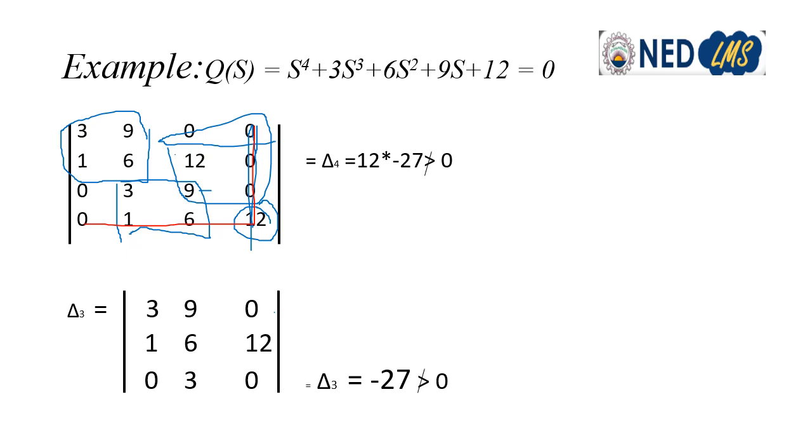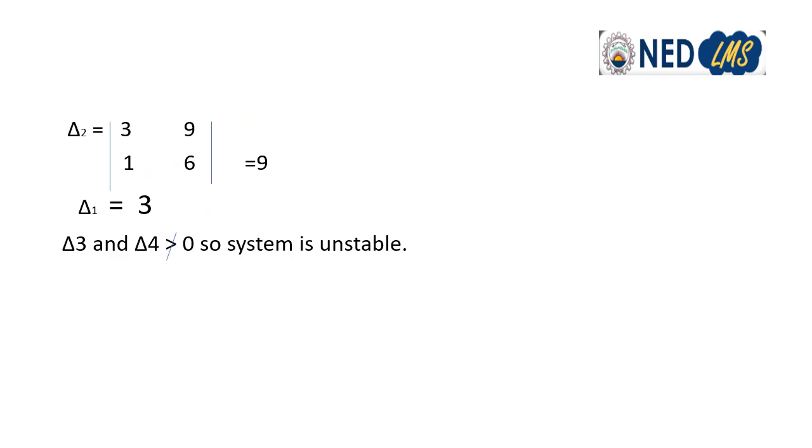So to expand this del 4, we multiply 12 by minus 27, which is obviously a negative number, and del 3 is negative. So we see here that these two terms are negative. So obviously the system is unstable, because the condition is that all del i's should be greater than 0. So there is no need to calculate del 1, del 2. We can calculate them, but del 1 is 3, del 2 is 9. But we have already concluded that because del 3 and del 4 are not greater than 0, the system is unstable. So we have studied the stability in detail. I hope all of you have understood the concept of stability in the control system.